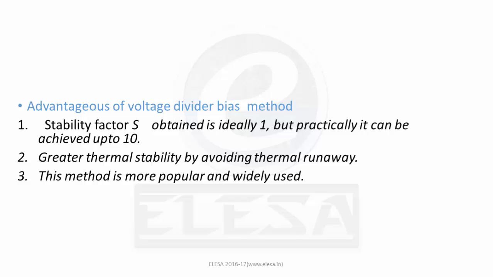So the advantage of this voltage divider bias method is the stability factor obtained is ideally 1, but practically it can be achieved up to 10 by arranging proper values of R2, R1 and RB, RE. So it is good for us to have a very low stability factor value. The second advantage of this method is greater thermal stability by avoiding thermal runaway. And the last advantage is that this method is very popular and widely used in most amplifier circuitry.